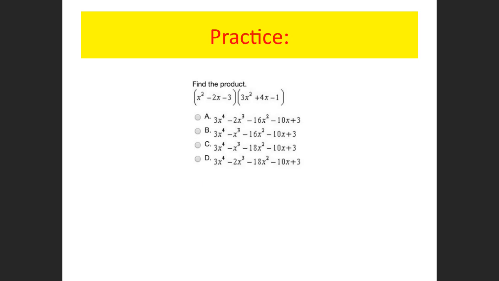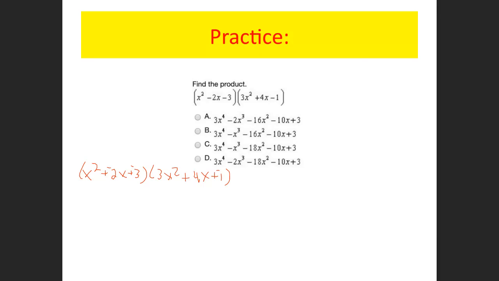Now, this one's a little bit tougher because I've got 3 terms times 3 terms. Okay, again, I'm just going to write it out here so I have room to work. So I've got x squared minus 2x minus 3 times 3x squared plus 4x minus 1. All right. I'm going to change all the addition or subtraction signs and change the number directly behind just because I'd rather deal with negative signs than subtraction signs.